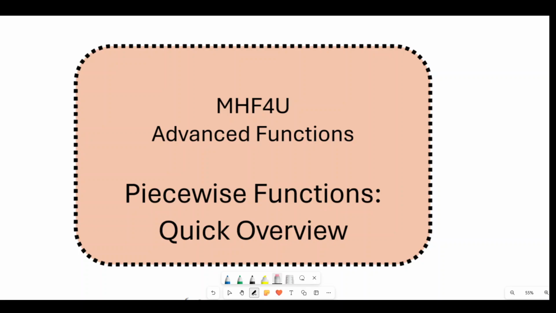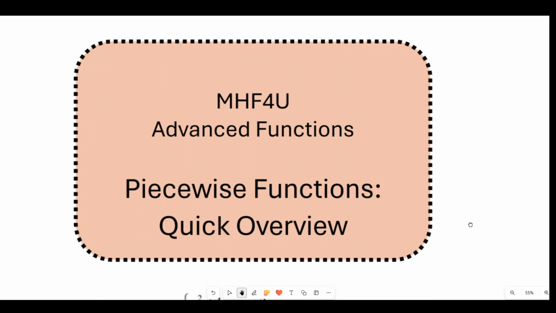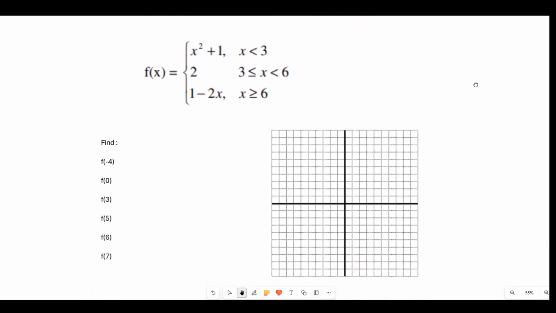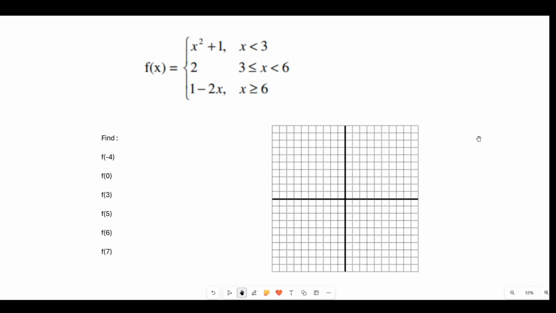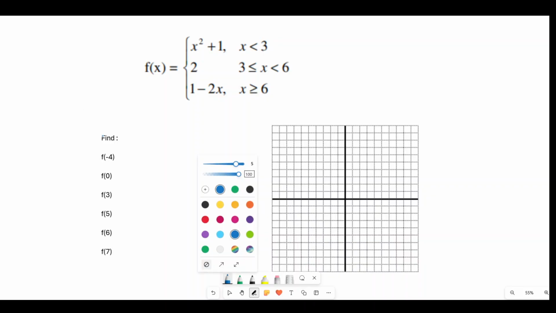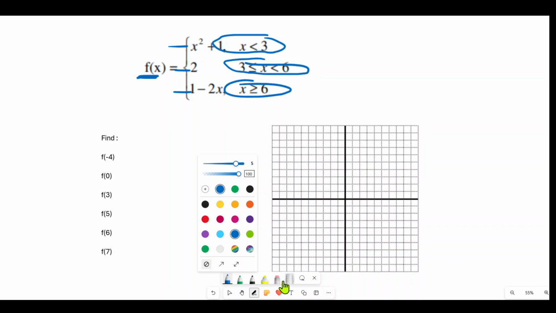In this video, I'll be going through some piecewise function concepts that we learned in advanced functions. We will start with a question like this. Here I've given you a piecewise function, and we know it's a piecewise function because it's a function that is made up of pieces of other functions. There are three different pieces here, and each piece fits onto a particular part of the domain or the real number system.